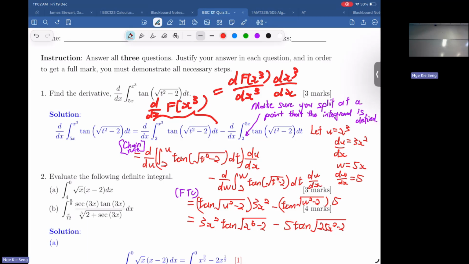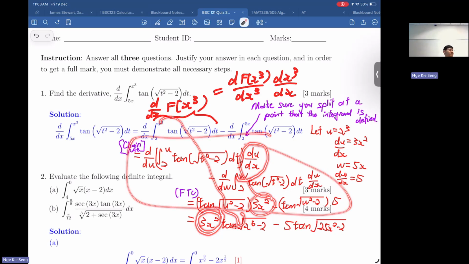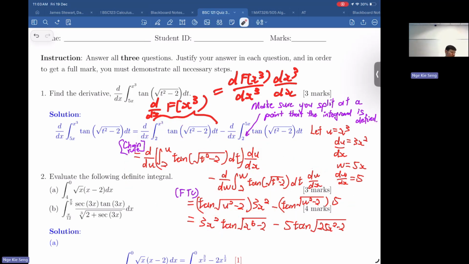The thing that you need to notice here is you cannot just straight away substitute your x cube inside your final answer, because you're going to miss your derivative. Why the derivative appears is because of the chain rule. This is what you call the Leibniz. What's the name that you say, the Leibniz formula?